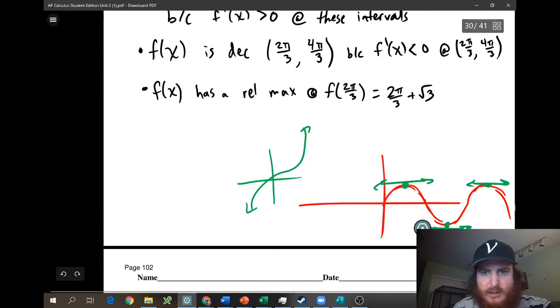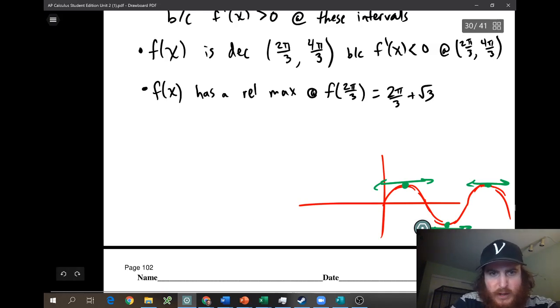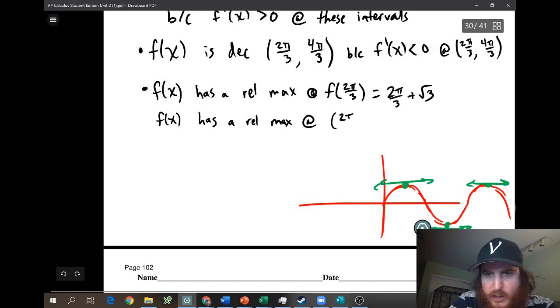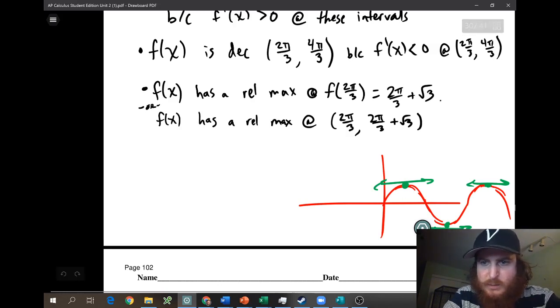So you either could have written this, or if you wanted to, you could have written the same thing, but kind of right here, it has a relative max at 2 pi over 3, comma, 2 pi over 3 plus square root of 3. That's the x value and the y value. So either one of those two, I'm just going to put a little "or" here, right? Either one of those two would be right, and then we need the same explanation.